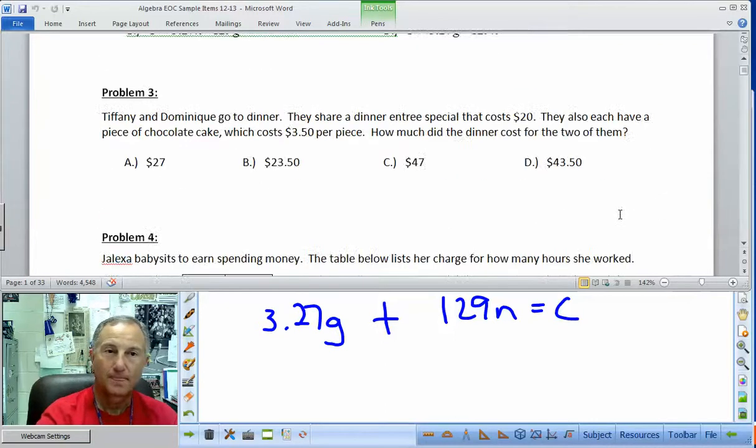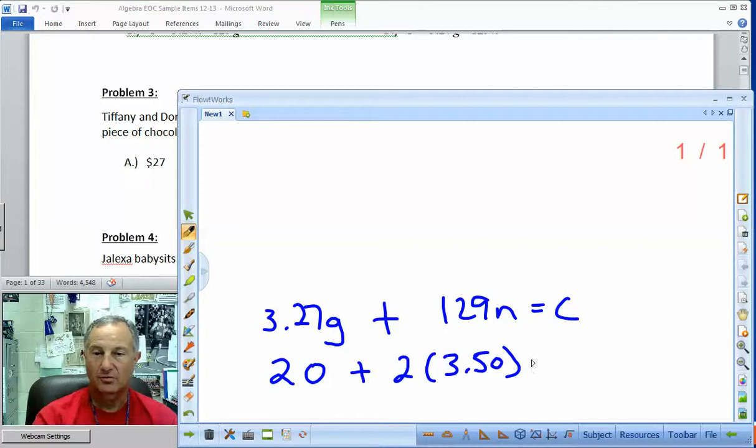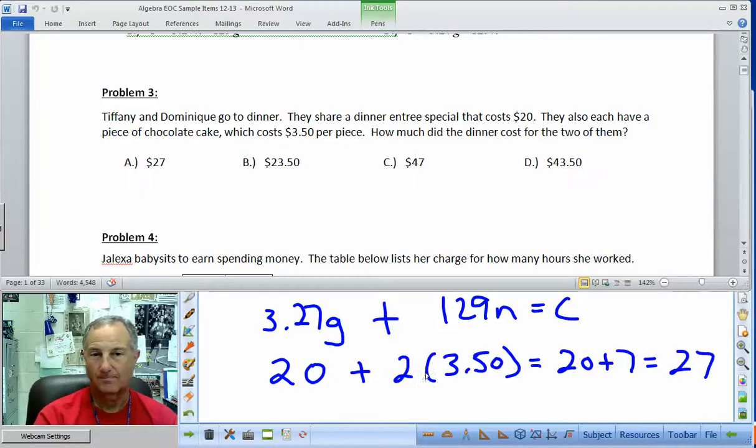Let's look at number 3. Tiffany and Dominique go to dinner. They share a dinner entree special that costs $20. They share it, so you're only buying one of those. They also each have a piece of chocolate cake that costs $3.50 a piece. How much will the dinner cost for the two of them? Not individually, but for the two of them. So you have $20, and then two of them each had a $3.50 piece of cake. You want to find the total charge, so you add them up, and that's 20 plus the 7, and that equals $27. We look back here, answer A. All right, pretty good so far.